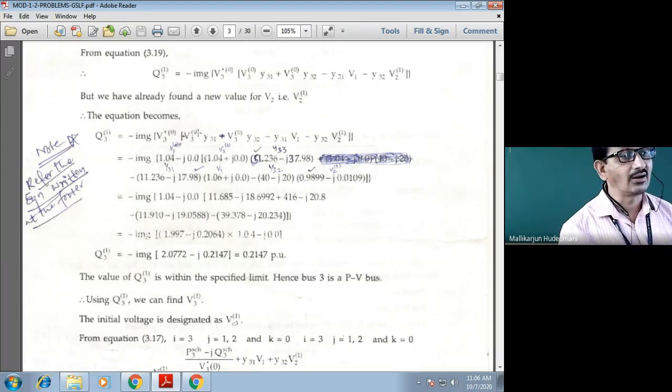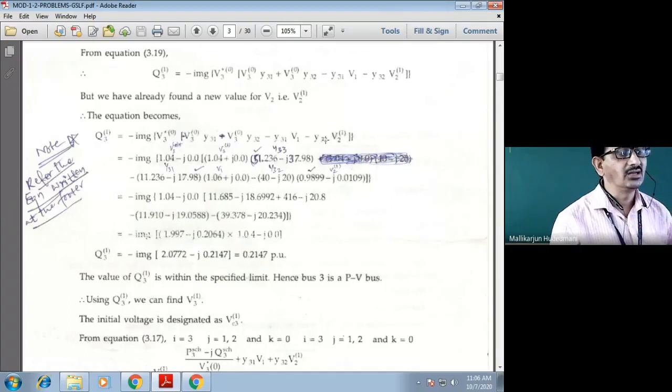This is actually the current. The current means the product of V and Y, voltage and admittance, representing current. So it is being split. It is written as four terms. Term 1, term 2, term 3, term 4.